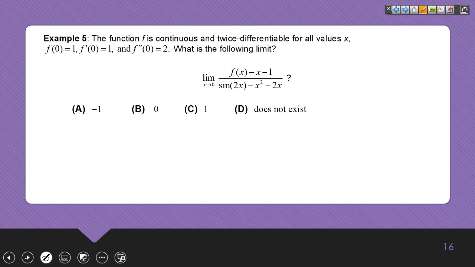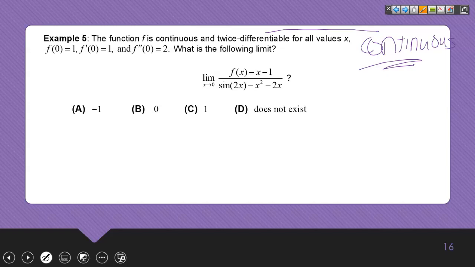So if I see on an AP test, especially an FRQ, that it has twice differentiable, I'm writing down that it's continuous. Like, I want that in my head. This problem it's not so helpful for, but other problems it will. What is the following limit? So what would the limit of that function be?